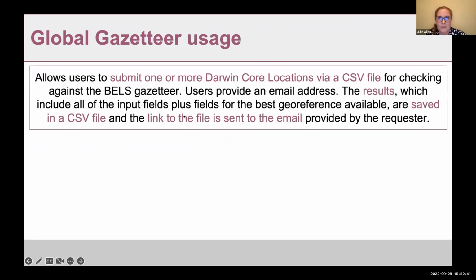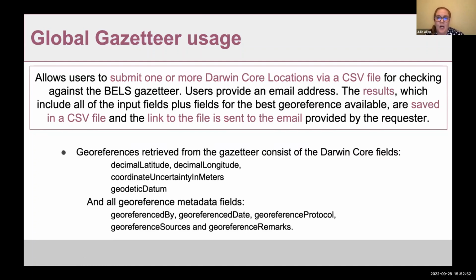And of course, the infrastructure relies on quite a few things that I won't go into too much here. Essentially, users can submit one or more Darwin Core locations via CSV file. Those get checked against the BELS Gazetteer, provide an email address, and the results are provided back in a CSV file. The georeferences retrieved consist of Darwin Core fields, so decimal latitude, decimal longitude, coordinate uncertainty meters, and geodetic datum. And of course, any other metadata fields as well.